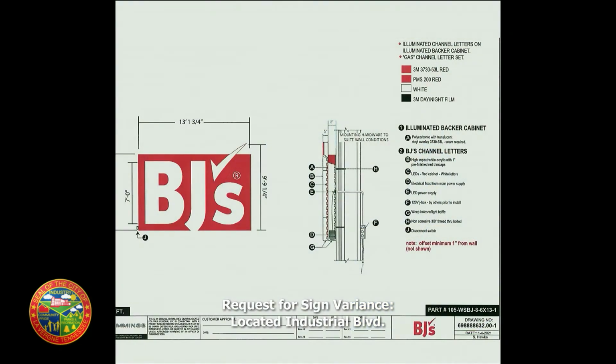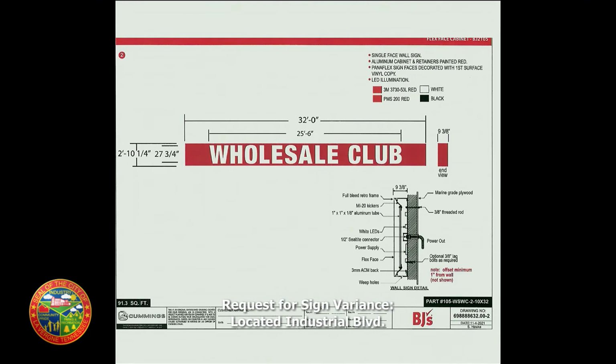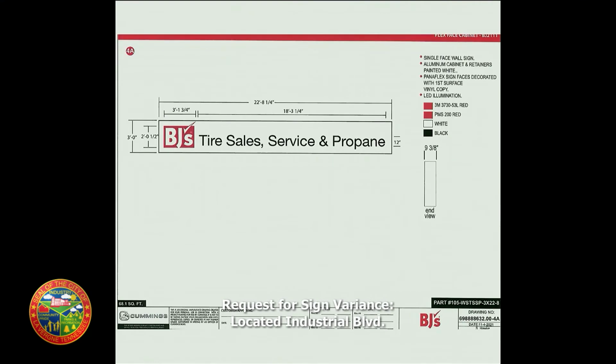That pretty much covers the overview. There are some more detailed sheets, such as what I've got on the screen, that are in your packet, that really break down more or less the construction of the sign, how it's built, and how it will be installed. And again, there's details for the wholesale club sign, and details for the BJ's tire sales and service sign.